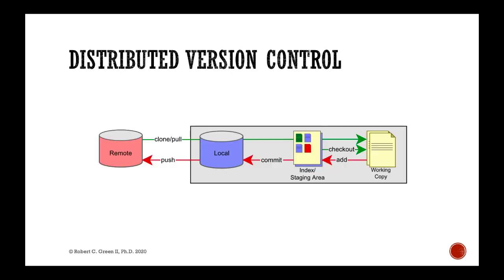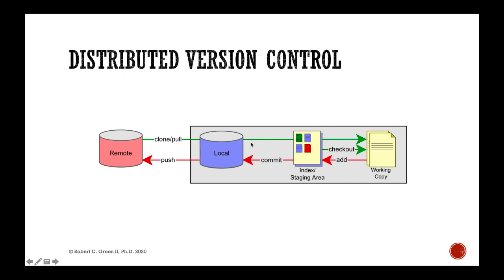Here's another view of this, so you see. This is what Git actually looks like. We have a remote server with our remote repository. We have a local repository. We have our working copy, which is actually our files. And then you'll see we have this index or staging area.